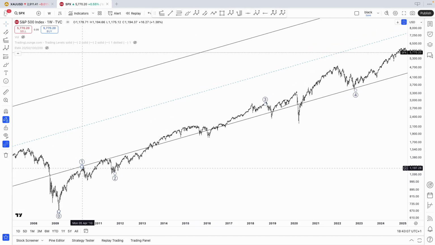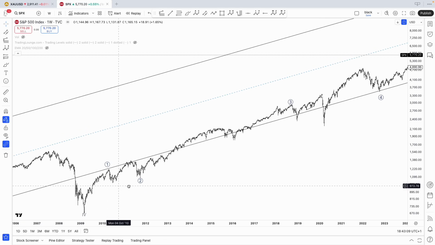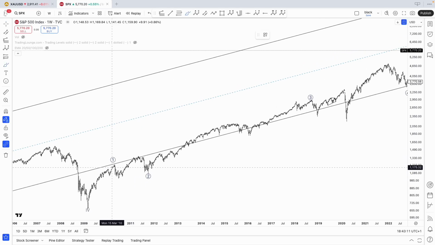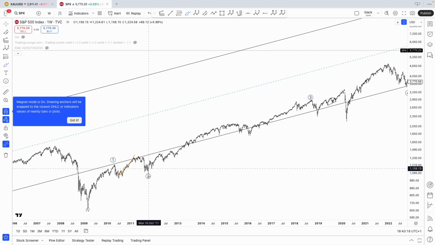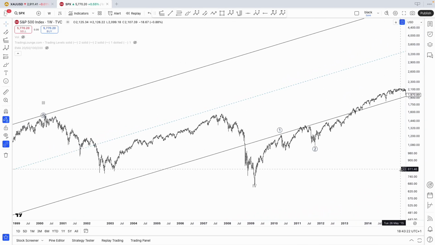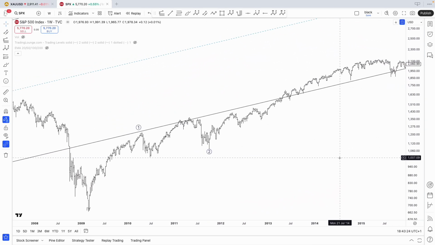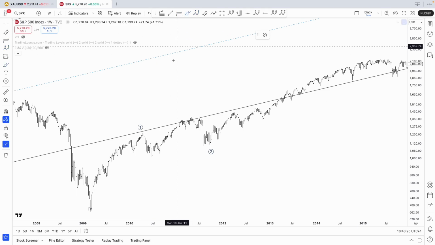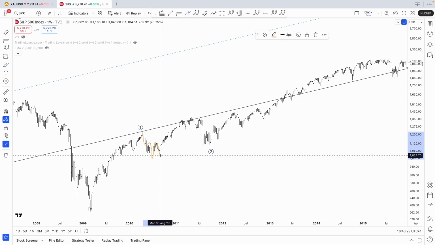Okay, so 1, 2, 3, 4, 5. Okay, 1, 2, and 3 down. I see 3 down here. That's 3, very nice. 1, 2, 3, 4, 5. Okay, yeah, this looks like a flat. I'm going to tell you why. Look. Sorry, 3 down, 1, 2.